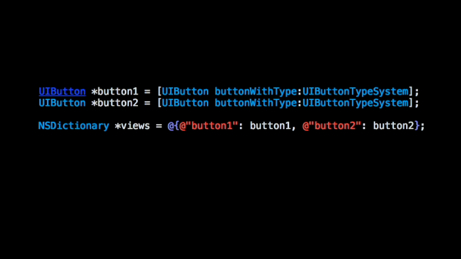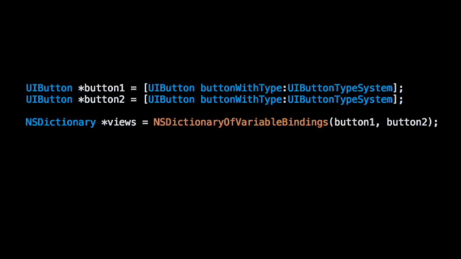Apple have also included a macro, NSDictionaryOfVariableBindings, that accepts a list of views and will create that dictionary for you. So rather than creating that dictionary like we have there, we can simplify that slightly. And this third line down there will do exactly the same thing. And that's something that you see quite often. So I think we're running short on time.